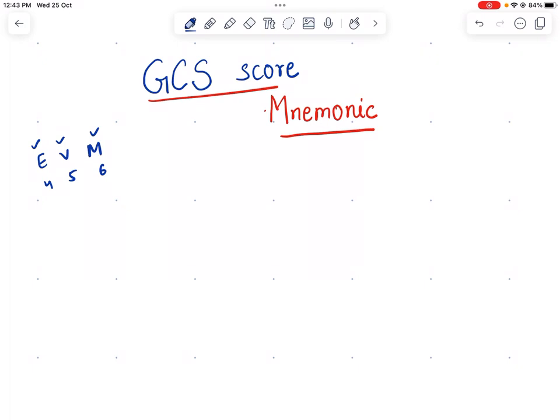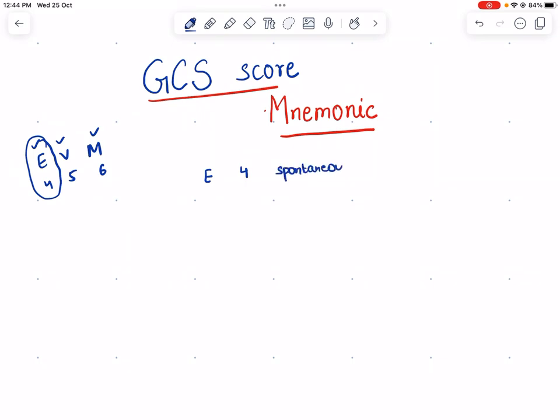First of all, we will cover eye movement. In this I will tell you two methods by which you can remember the eye score. The first method is this: whenever we see a person, he normally opens his eyes, meaning there is spontaneous movement. The person can easily move their eyes from here to there. So for spontaneous eye movement the score is 4.